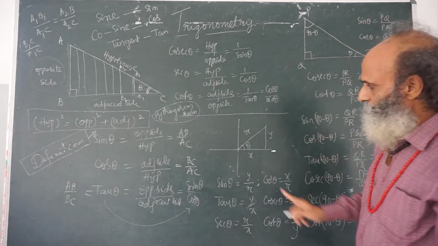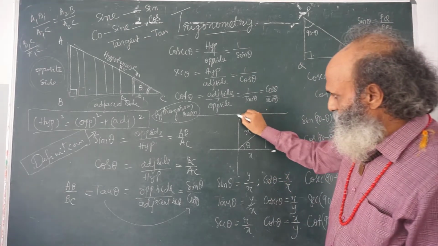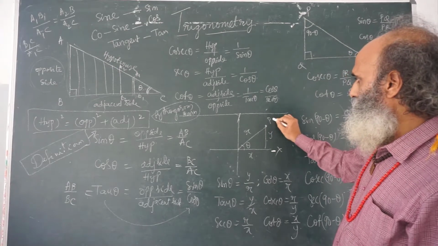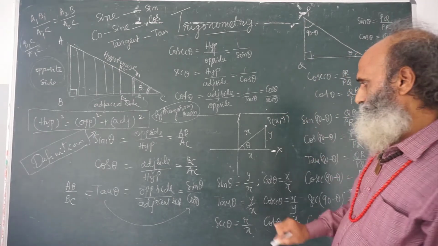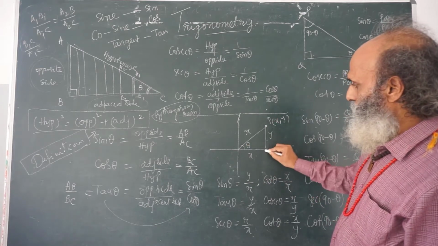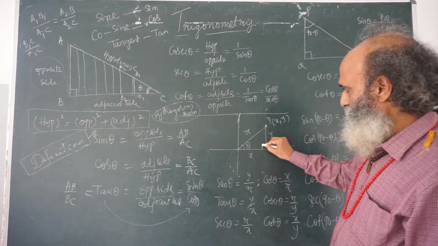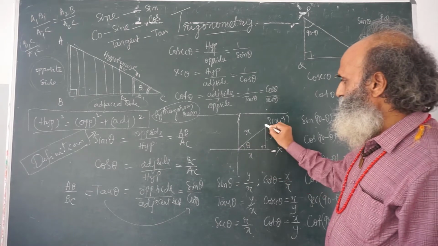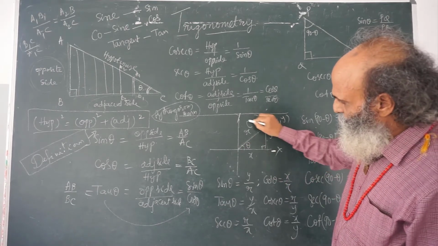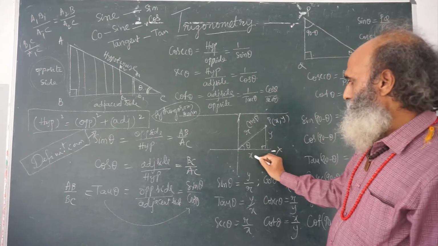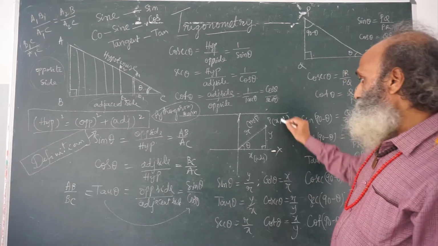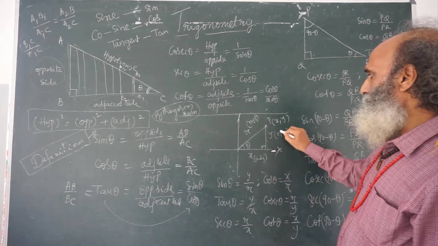Now, let us look at this diagram. Here, this is the y-axis, this is the x-axis. Now, I have a point say P, with x, y as the coordinates. Then this length is x and this length is y. This angle is 90. Therefore, let us say this distance is r. Now, r becomes the hypotenuse. X becomes the adjacent side for theta. Y becomes the opposite side for theta.